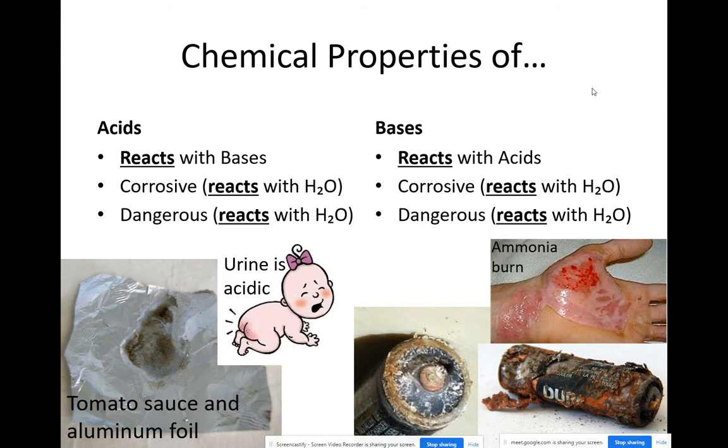Dangerous. They react with the H2O in your skin. Now, your urine has acid, it's got an acidic content to it, and that's why babies get diaper rash. You can see the little diaper rash that I gave the baby here. Because when they go to the bathroom in their diaper, that urine sits there, and the acid in the urine reacts with the skin and causes that rash.